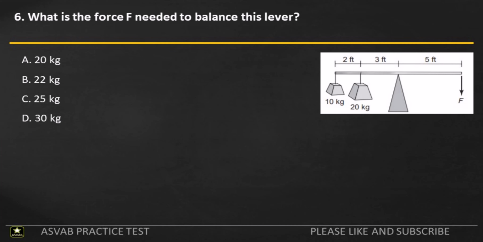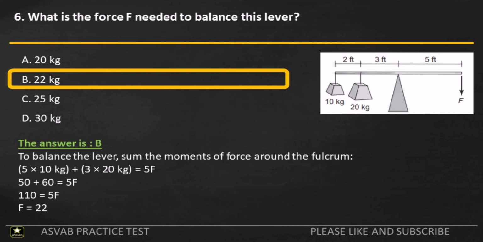6. What is the force F needed to balance this lever? A 20 kilograms, B 22 kilograms, C 25 kilograms, D 30 kilograms. The answer is B. To balance the lever, sum the moments of force around the fulcrum. 5 times 10 kilograms, plus 3 times 20 kilograms, equals 5F. 50 plus 60 equals 5F. 110 equals 5F. F equals 22.